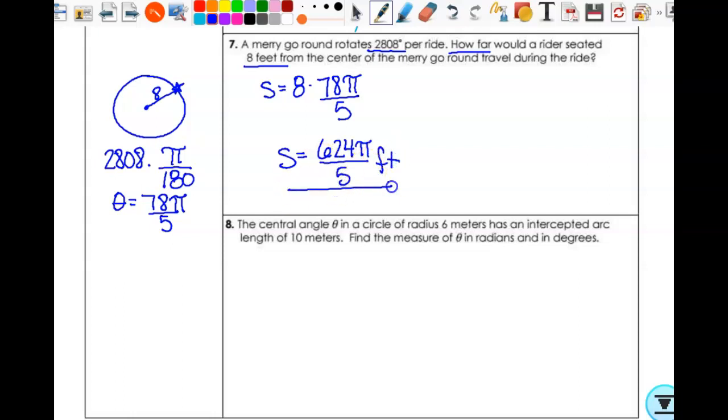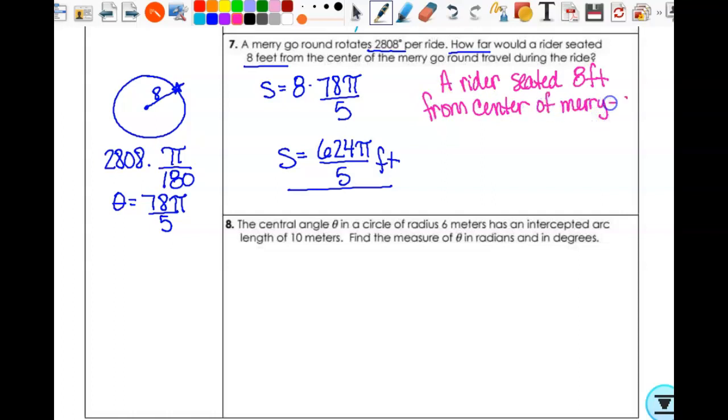This is a story problem, so we need to say a rider seated 8 feet from the center of the merry-go-round travels 624 pi over 5 feet during the ride.